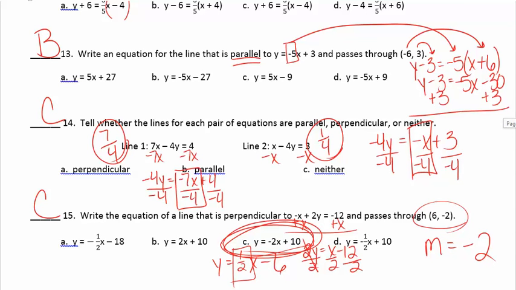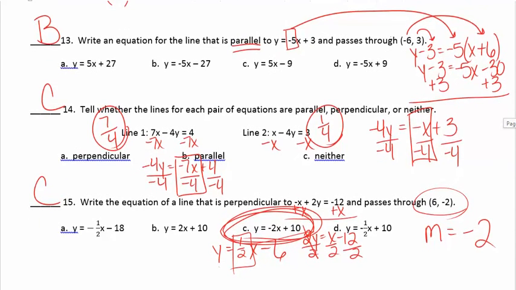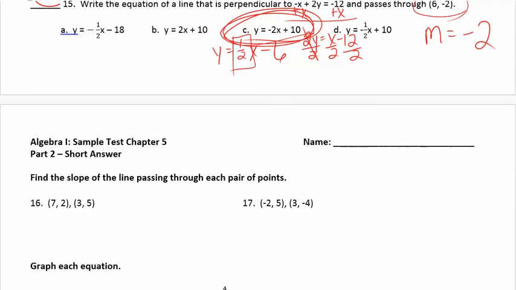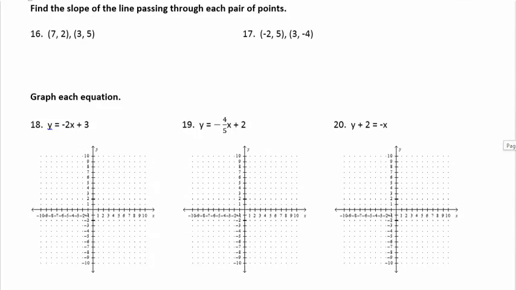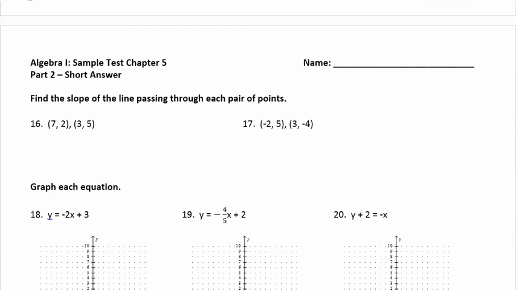Okay, so that takes care of the multiple choice portion of the test. So let's go down to where we have the short answers. Starting on number 16, you're supposed to find the slope. For 16 and 17, this would be using the slope formula.